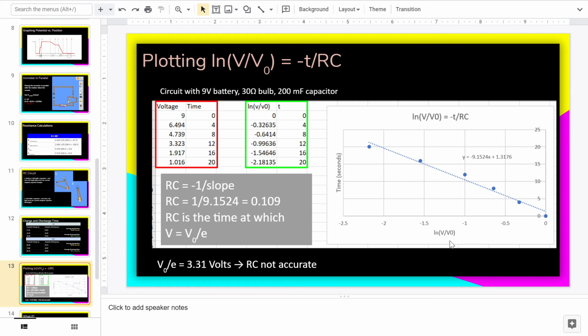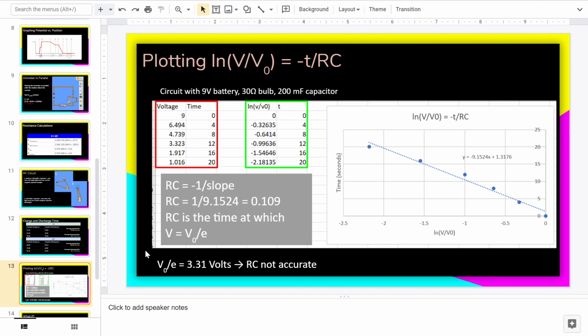For the last part of the lab, I plotted the natural log of the electric potential over the initial electric potential and set that equal to negative t over the time constant. As you can see, my original values are in the red box and the converted values are in the green box. The converted values were then plotted, and judging from the line, RC, or the time constant, was equal to negative 1 over the slope, so RC was equal to 0.109. RC is the time at which the electric potential is equal to the initial electric potential divided by e.